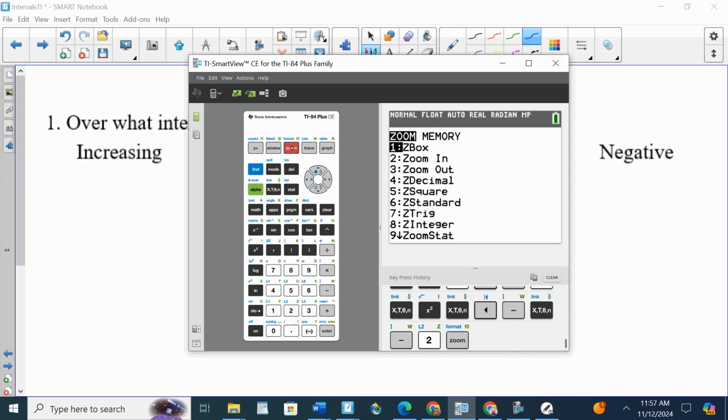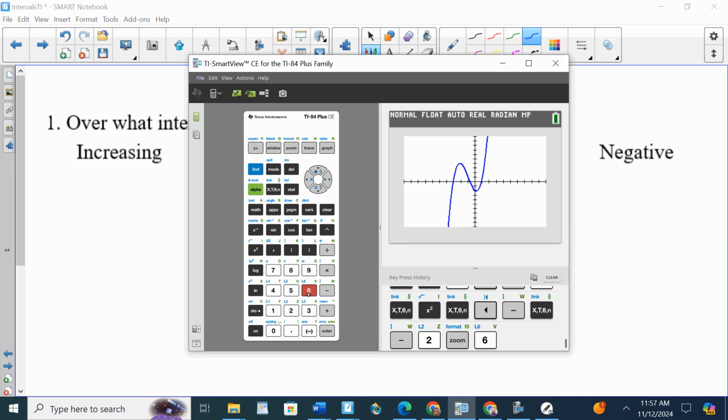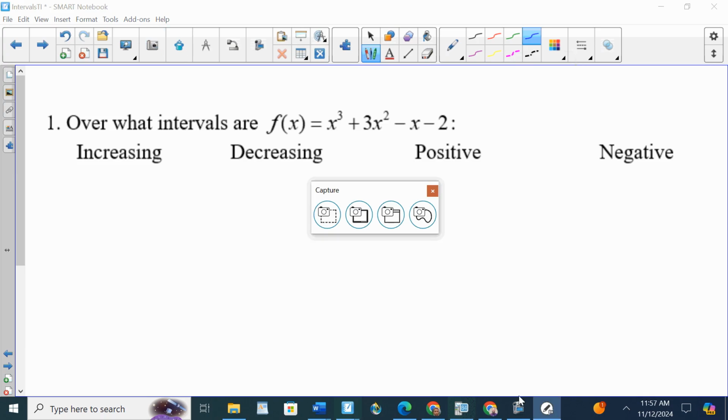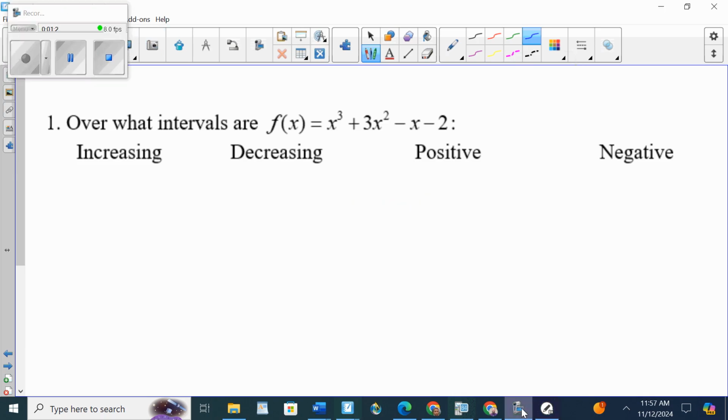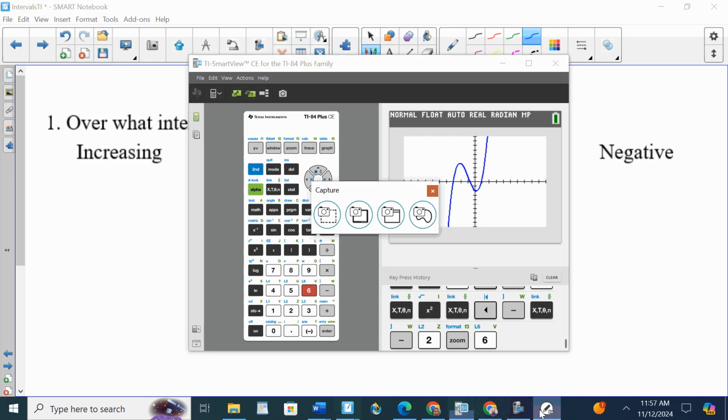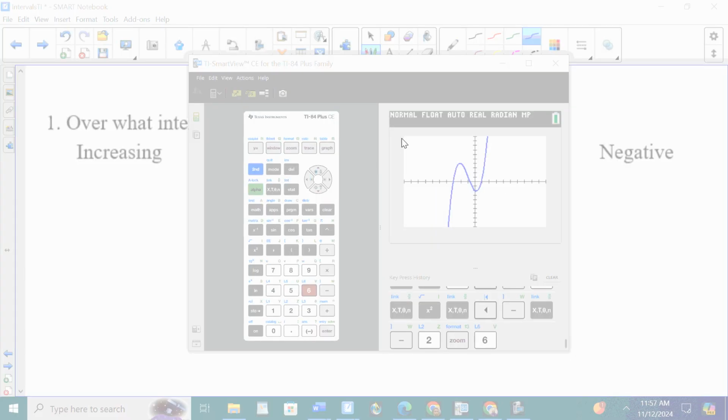I look at my graph, zoom 6. Do I see everything I want to see right now? Yeah, looks good. Let me take a little snapshot of this right here. I'm going to get my snapshot first. And let's start with increasing, decreasing.